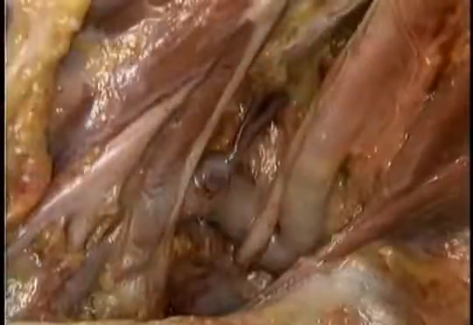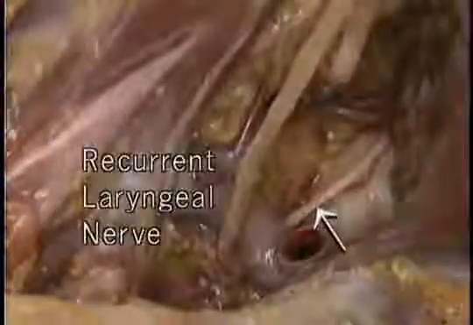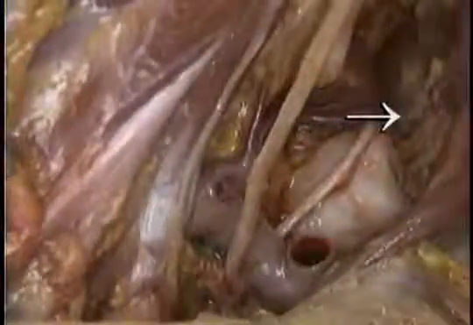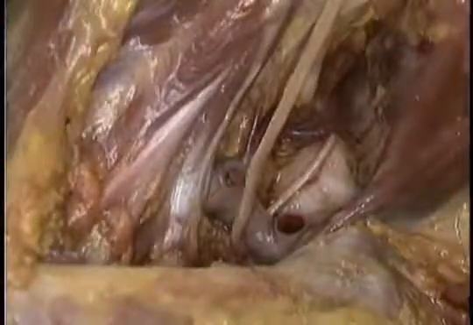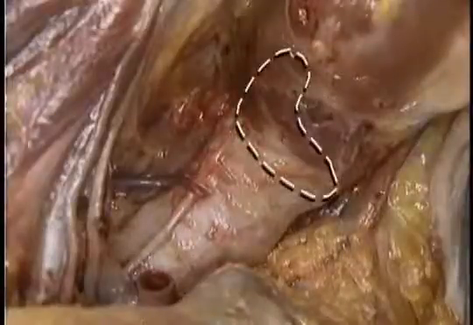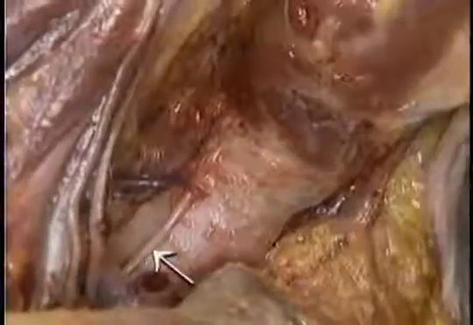To see the recurrent laryngeal nerve in this dissection, we'll remove the common carotid artery. Here's the recurrent laryngeal nerve. It runs upwards and medially alongside the trachea and passes behind the lower pole of the thyroid gland. To follow its course, we'll remove the thyroid gland and the infrahyoid muscles. Here's the upper end of the trachea, joining the cricoid cartilage, which is here. This is the cricothyroid muscle. Here's the recurrent laryngeal nerve.